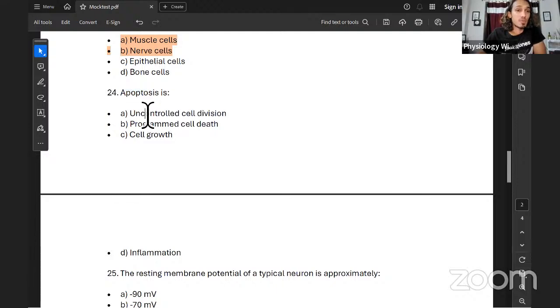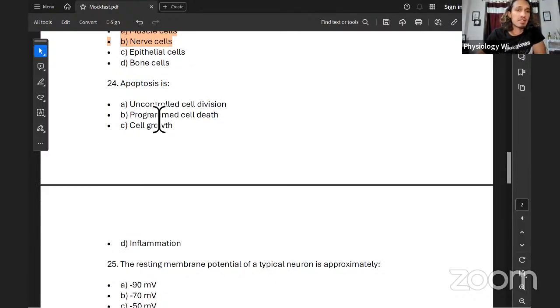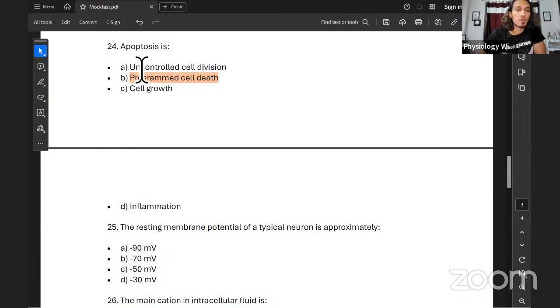Next is apoptosis. This is again straightforward. It is a programmed cell death. Okay. We'll talk about apoptosis because one of the questions is about apoptosis.